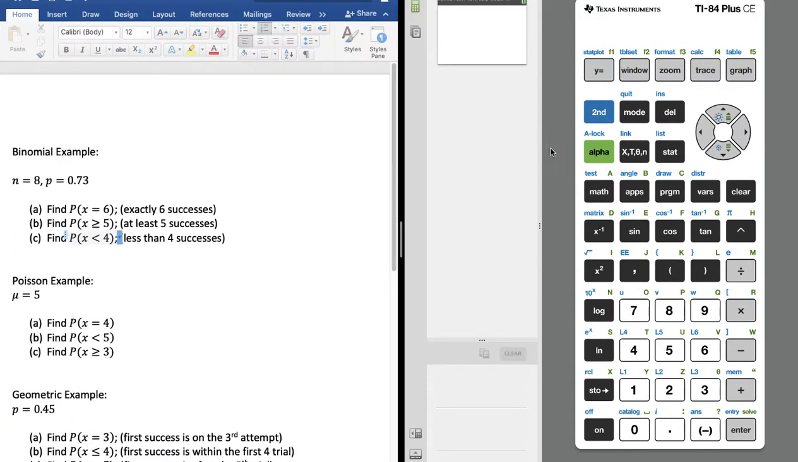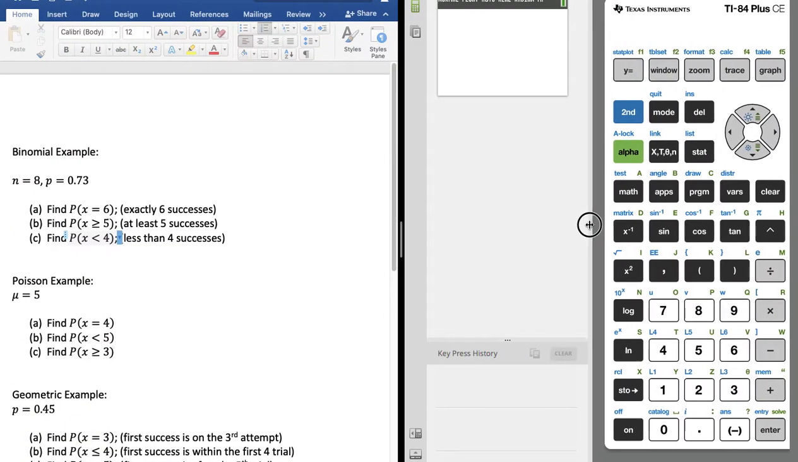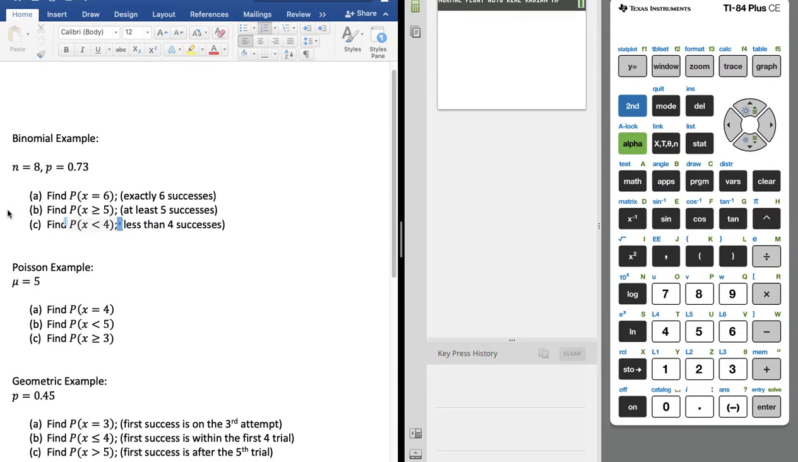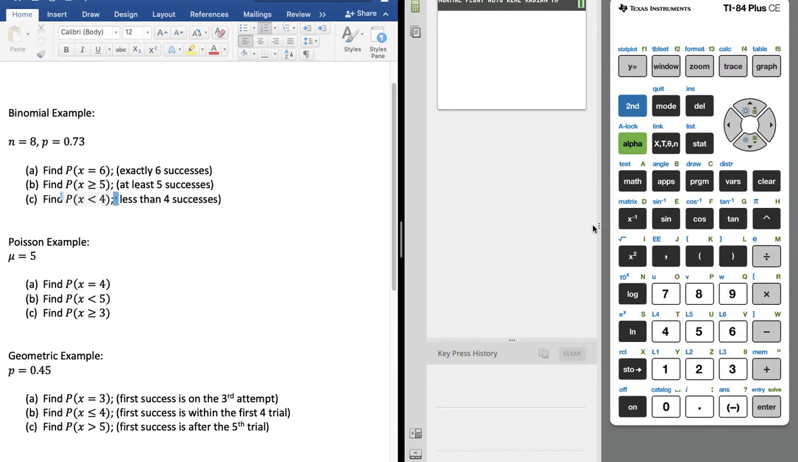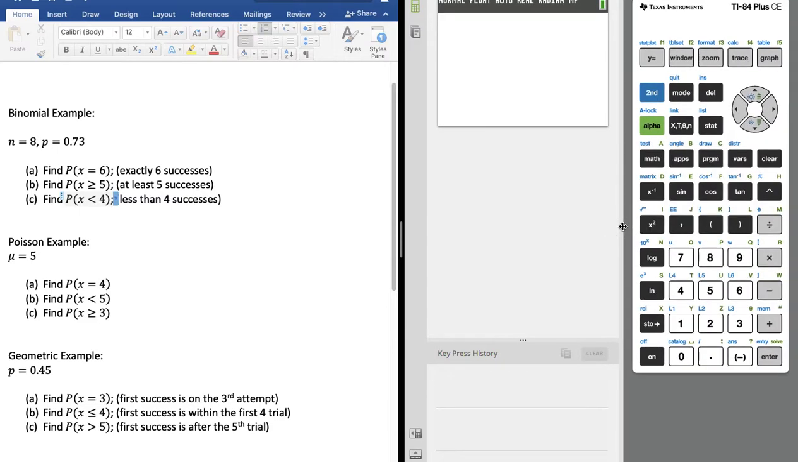All right, so I'm going to show you guys how to do a couple of examples in your calculator for those of you who were not in class the last couple weeks. So I'm going to start off with a binomial example, so binomial distribution. The first thing I'm going to show you how to do is to build a binomial distribution using your calculator.